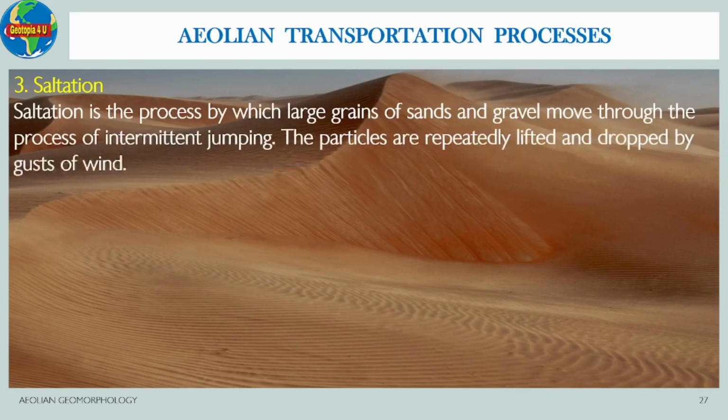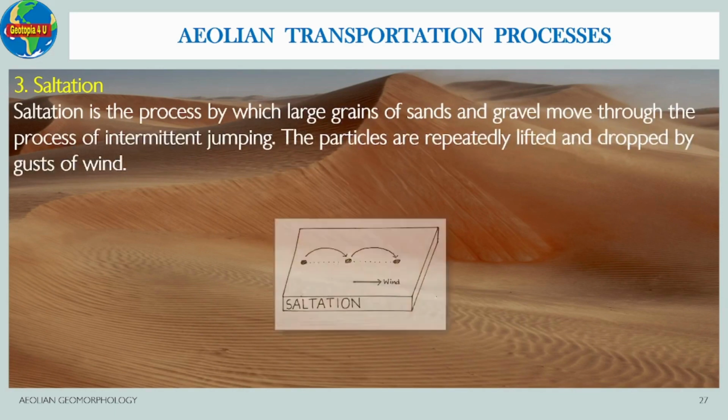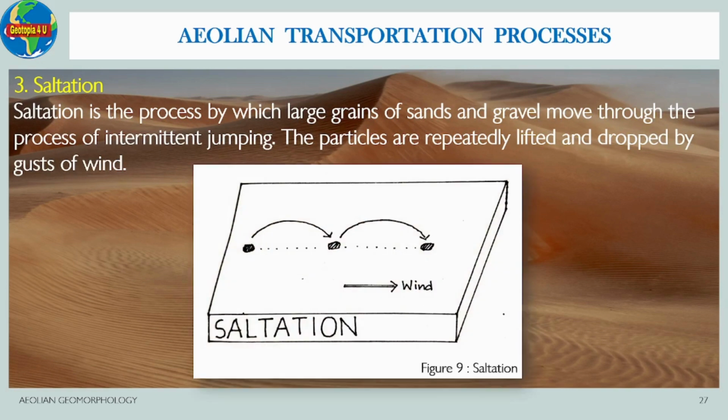Number 3. Saltation. Saltation is a process by which large grains of sand and gravel move through the process of intermittent jumping. The particles are repeatedly lifted and dropped by gusts of wind. In this figure, you can notice how the saltation process takes place.